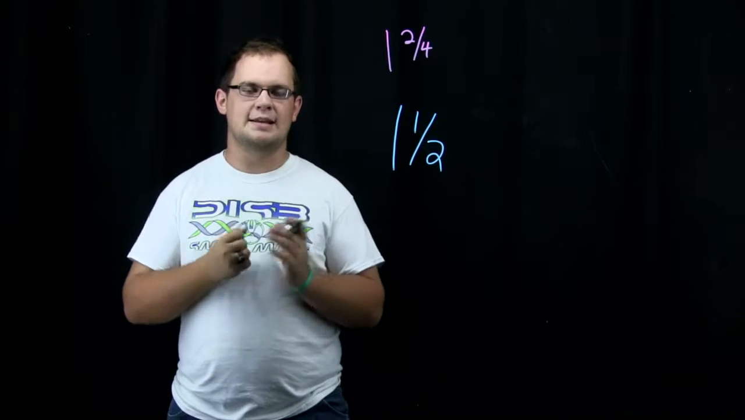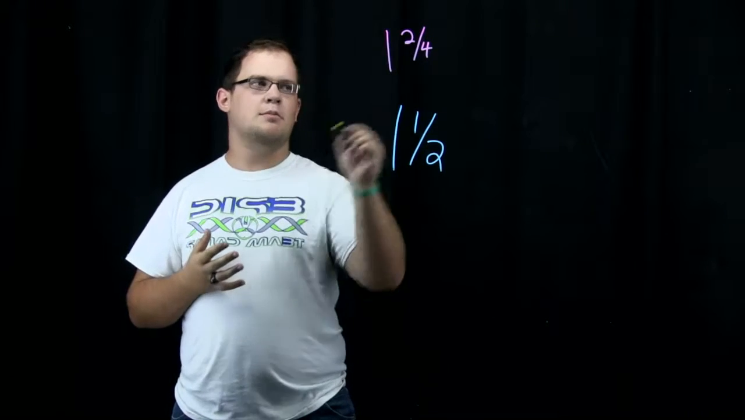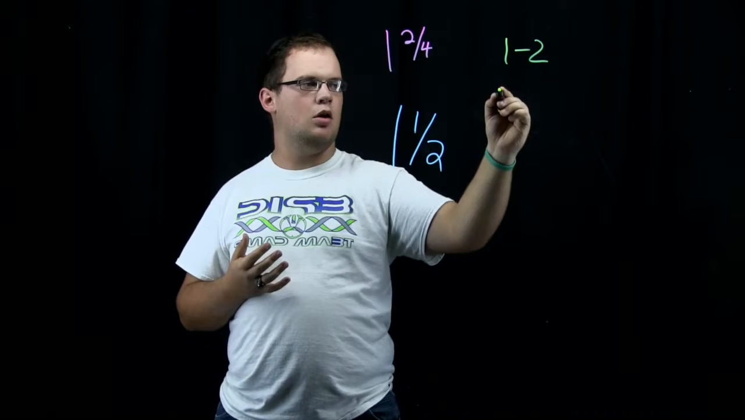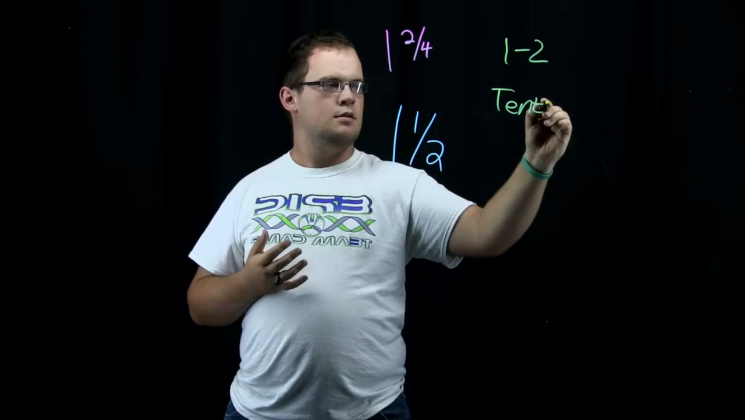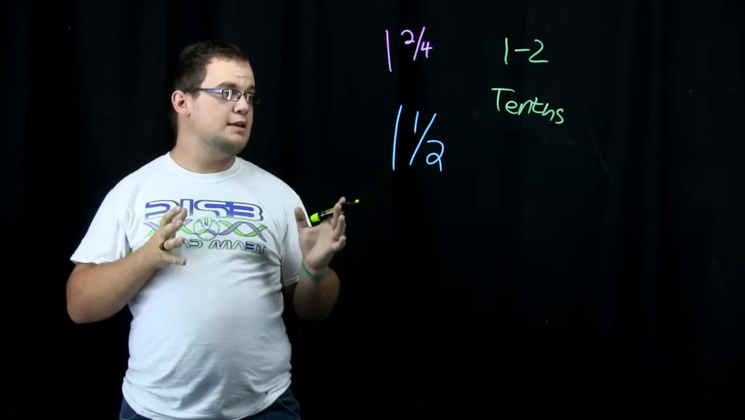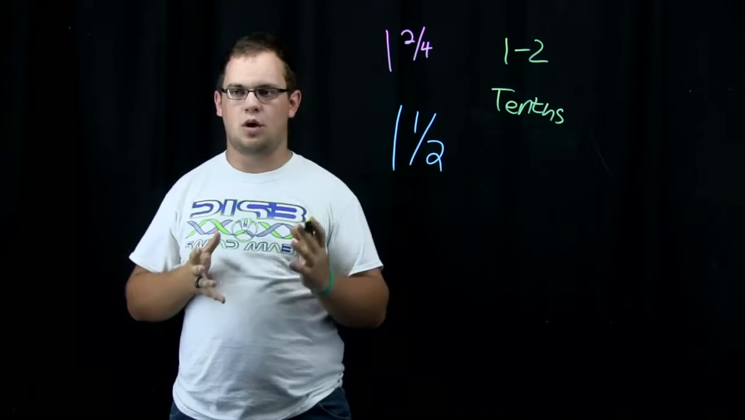Now that we've gotten down to 1 1/2, for some problems the fraction is okay, but there are other problems where we need a decimal. So to get to a decimal, we need to remember that between the numbers 1 and 2, there are 10 what we call tenths places. And so these are different parts of the number that are smaller than 2 but larger than 1.